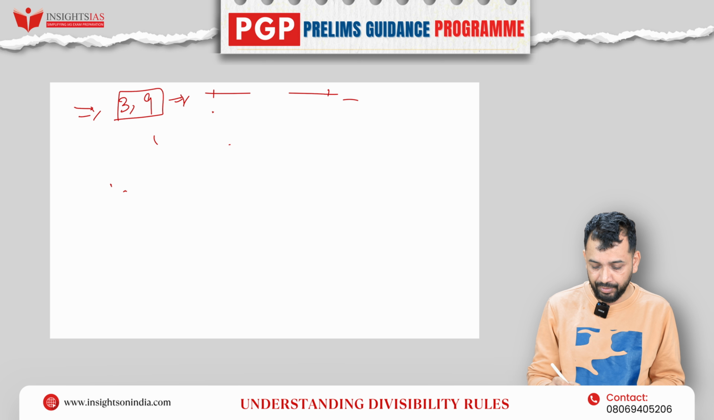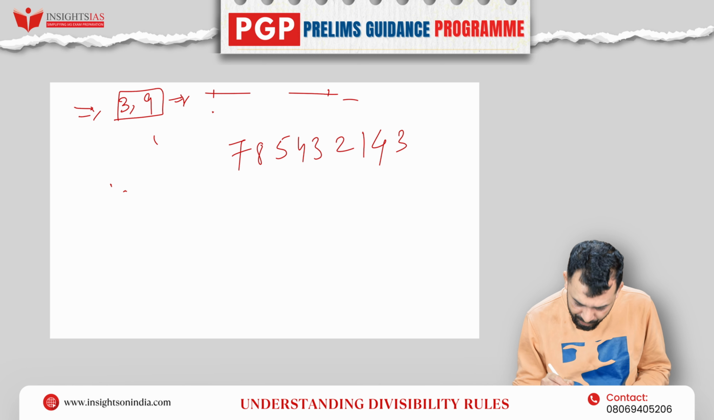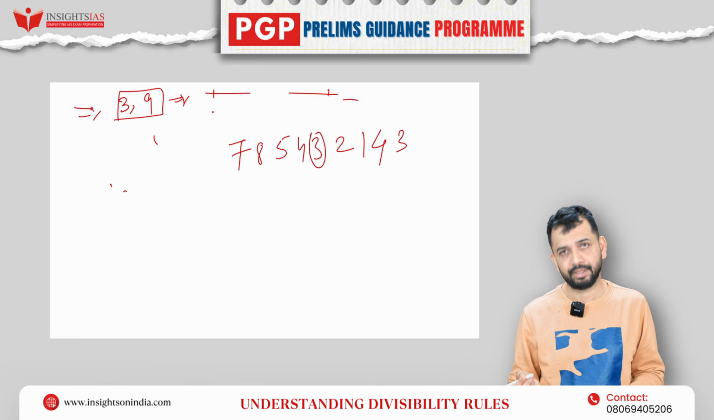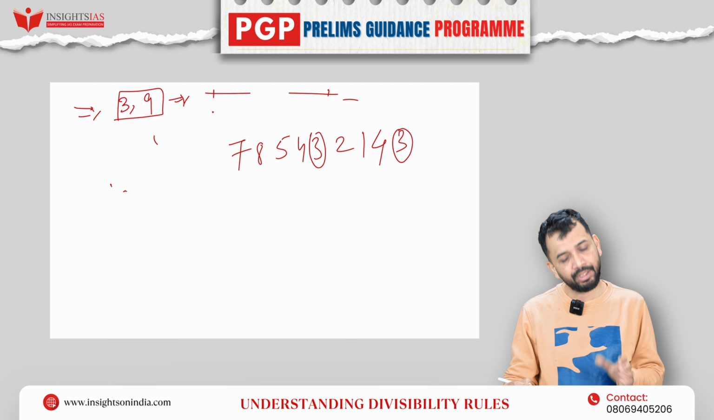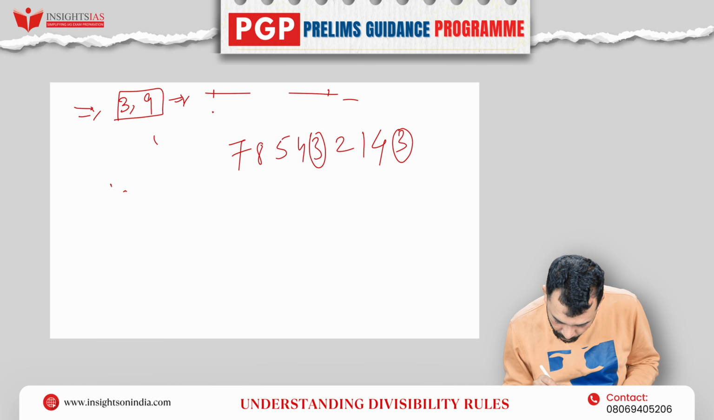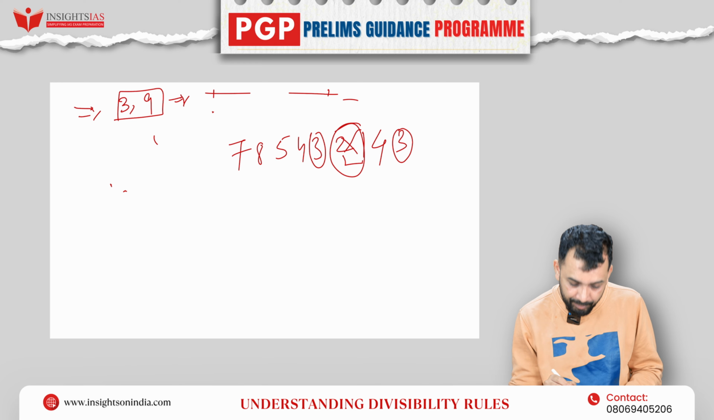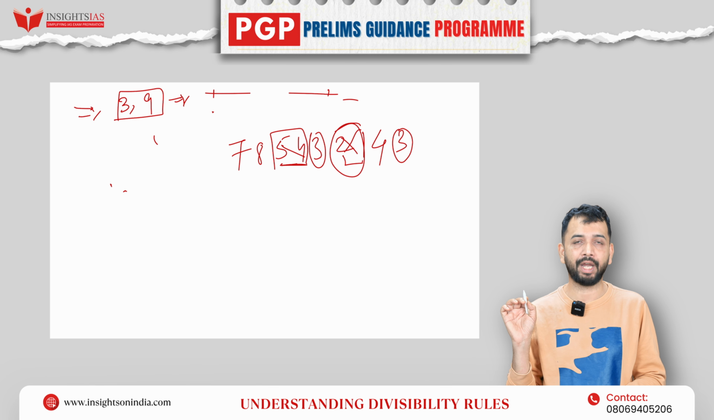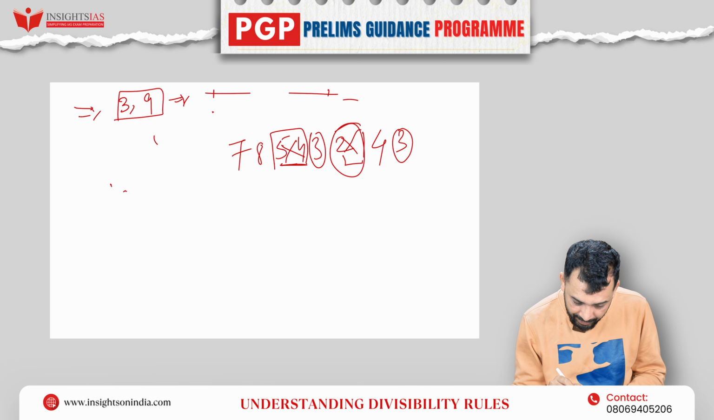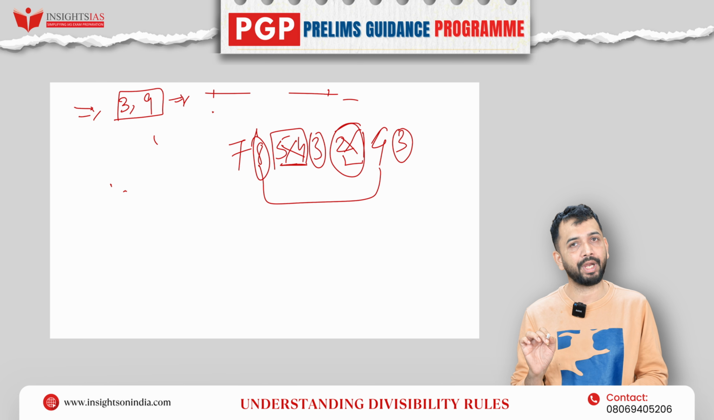For example, 7, 8, 5, 4, 3, 2, 1, 4, 3, something like this. Now what you have to do? 3 is already divisible by 3, so you don't need to add this number. This 3 is also divisible by 3. You don't need to add this number. Now 2 plus 1, this is also 3. You make a group. This also you don't need to add. Similarly 4 plus 5, that is 9, so already divisible by 3. You don't need to add them to your overall calculation. Similarly 8 plus 4, 12, which is again a multiple of 3. You don't need to add them.